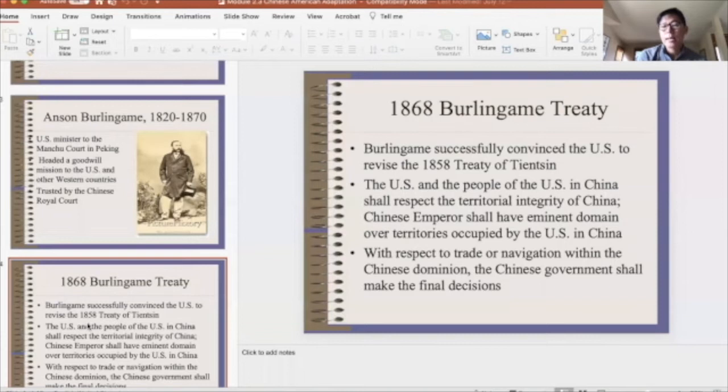The United States had signed a treaty modeled after the British one upon the conclusion of the First Opium War and also the Second Opium War, which were quite disadvantageous to the Chinese. One of the goals of the US sending Burlingame to China was to make things a little bit better by revising the 1858 Treaty of Tianjin, which was like the Treaty of Nanking that was signed with China upon the conclusion of the First Opium War.